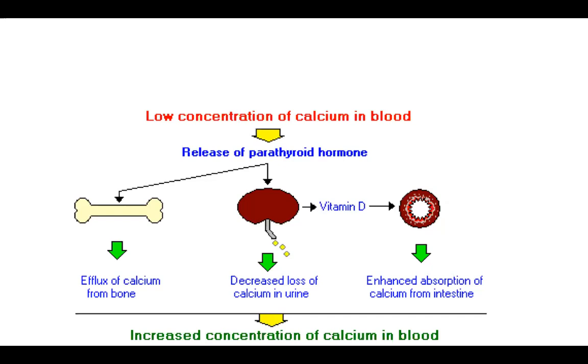So initially, there was a low concentration of calcium in the blood, and the parathyroid hormone finally achieved and maintained normal levels by acting upon the three organs: bone, kidneys, and intestine. The difference here is that absorption and reabsorption from the kidney and intestine are vitamin D dependent. So if there is vitamin D deficiency, parathyroid hormone won't be able to act upon these two organs.